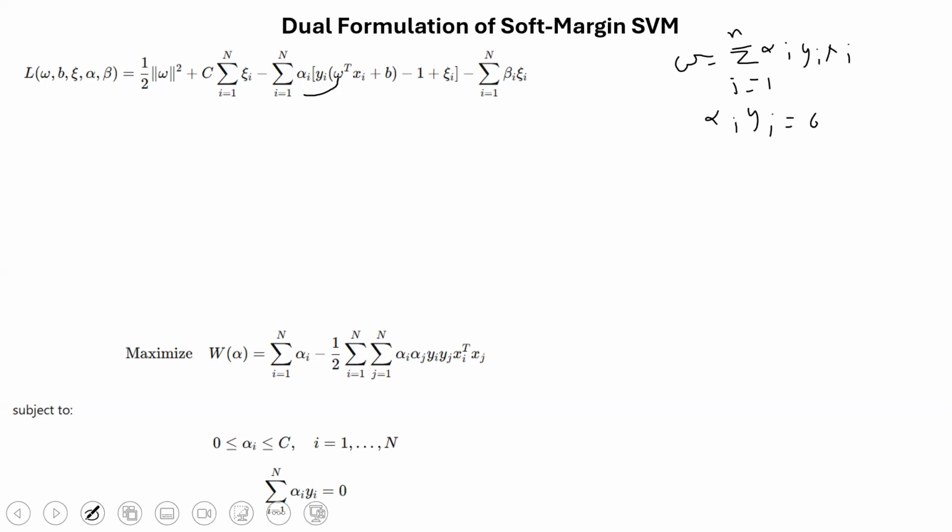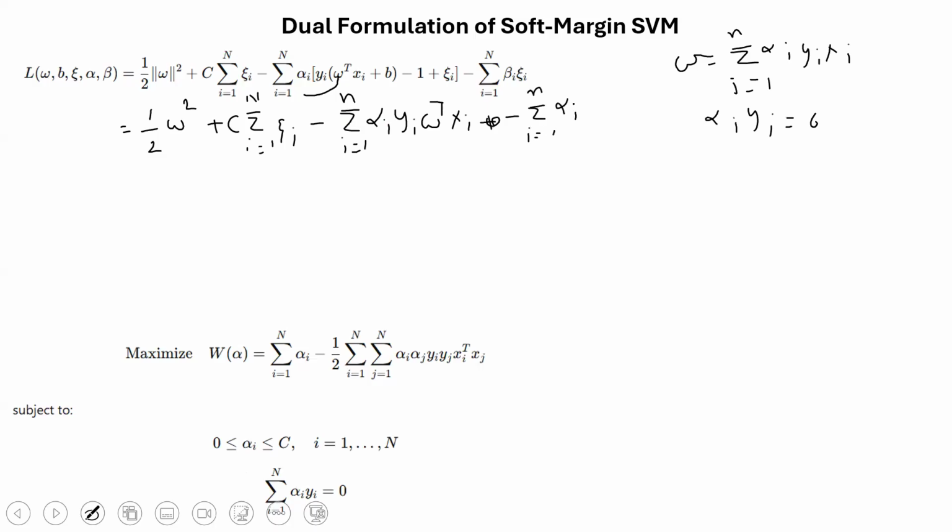Now let's expand this and see how it comes down. This becomes 1 by 2 w square plus C sigma i equals 1 to n xi I, minus sigma i equals 1 to n alpha I yi w transpose xi, plus, sorry, this becomes minus sigma i equals 1 to n alpha I yi b, right, minus sigma i equals 1 to n alpha I yi. This becomes plus, right? Minus minus will become plus, and lastly it becomes minus sigma i equals 1 to n alpha I xi I for the last term. Yi will not be there, I guess, for this.